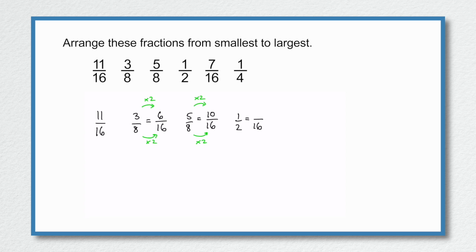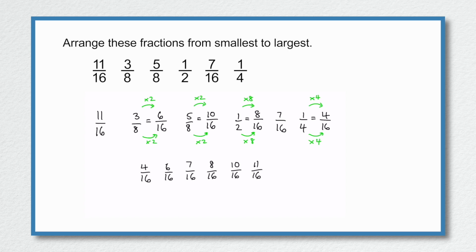Then we have a half is equal to something over 16. Well, that something must be 8, because for a fraction to be equivalent to a half, the denominator is twice the numerator, and 2 times 8 is equal to 16. We then have 7/16, and then we have 1/4 is equal to something over 16. Well, that something must be 4. Remember that for a quarter, the denominator is 4 times greater than the numerator, and 16 is 4 times greater than 4. 1/4 must equal 4/16.